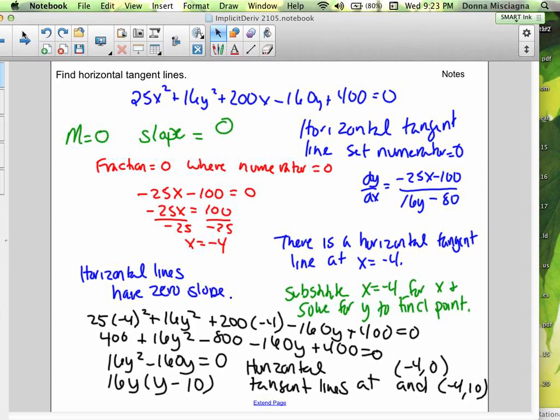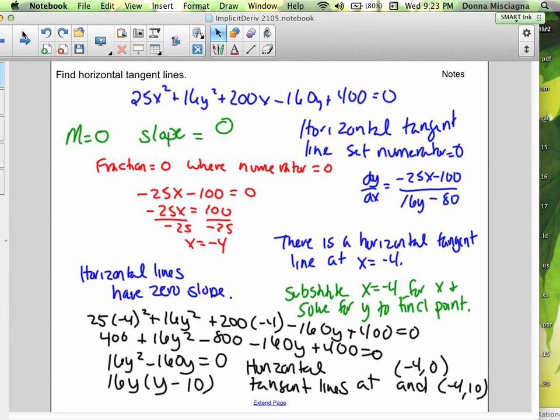Factor out the greatest common factor, which is 16y. Set those factors equal to 0. So 16y is 0, we get y equals 0. y minus 10 is 0, so y is 10. So there are horizontal tangent lines at (negative 4, 0) and (negative 4, 10).